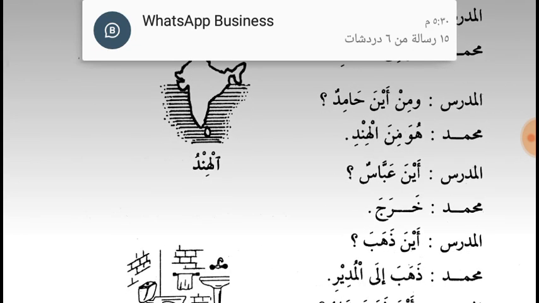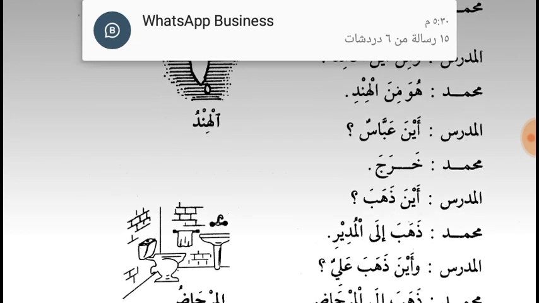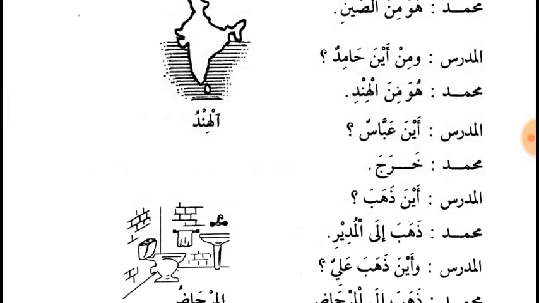Al-Mudarrisu: wa min aina Hamid? And where is Hamid from? Huwa min al-Hindi. He is from India. Aina Abbas? Where is Abbas? Kharaja. He went out. Aina dahaba? Where did he go? Dahaba ila al-mudiri.